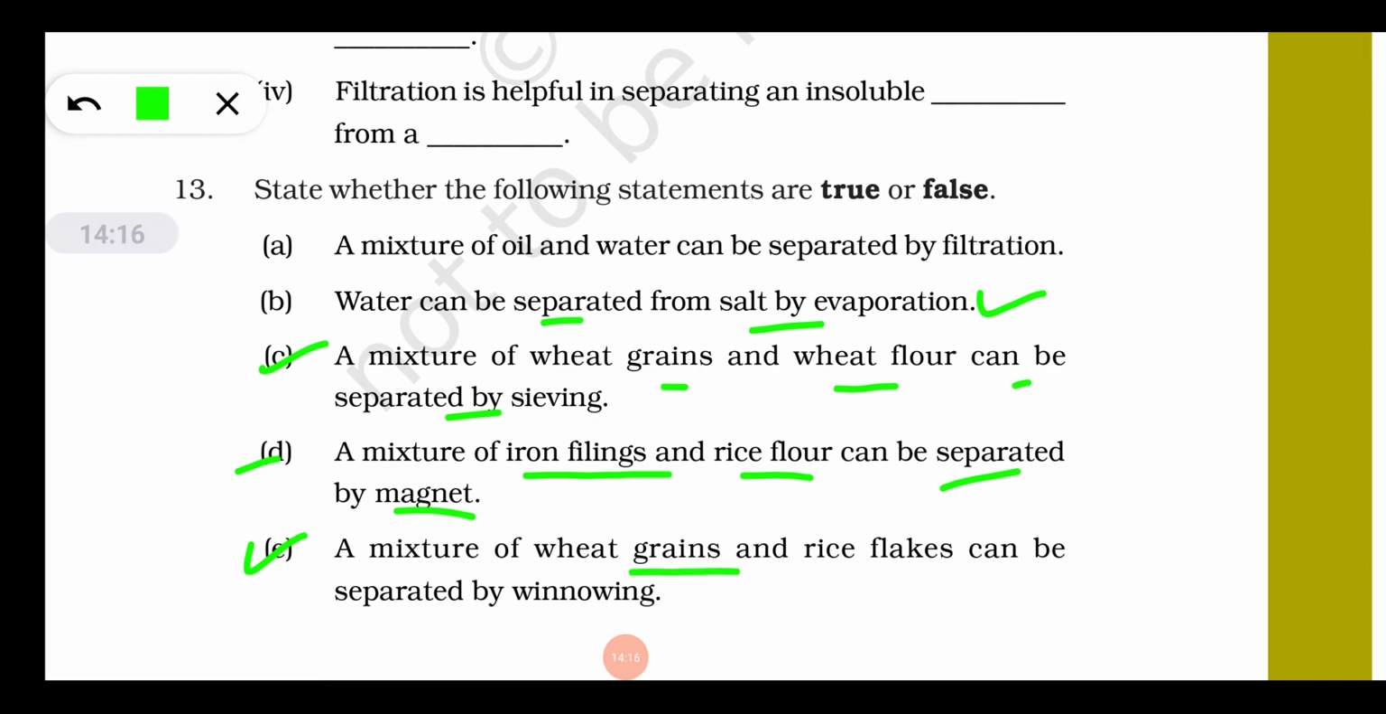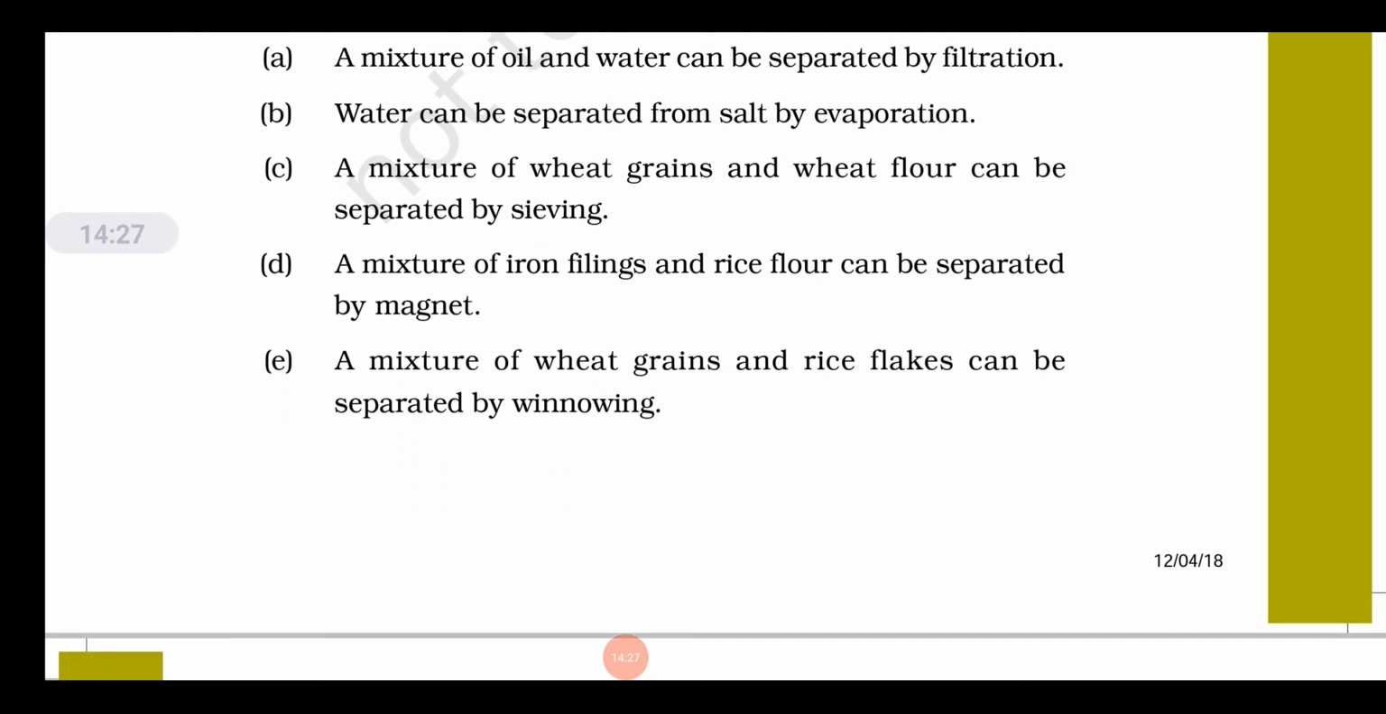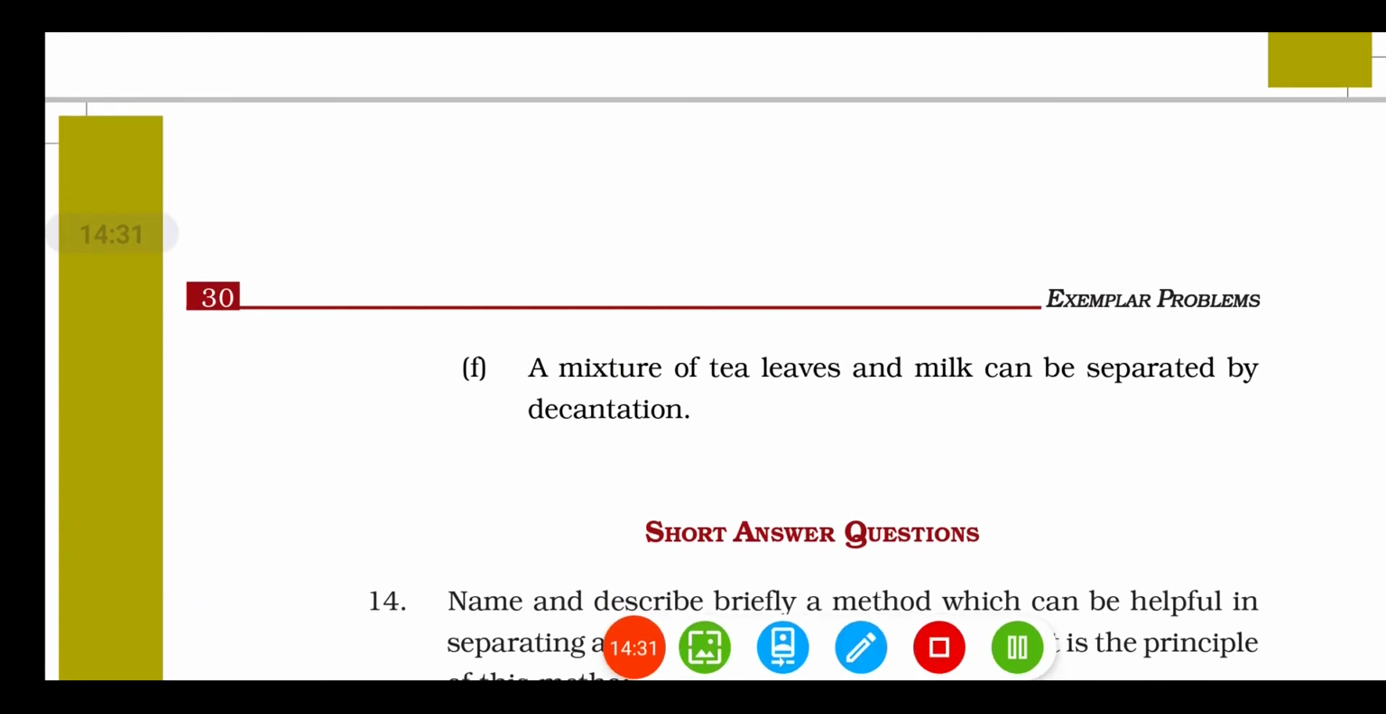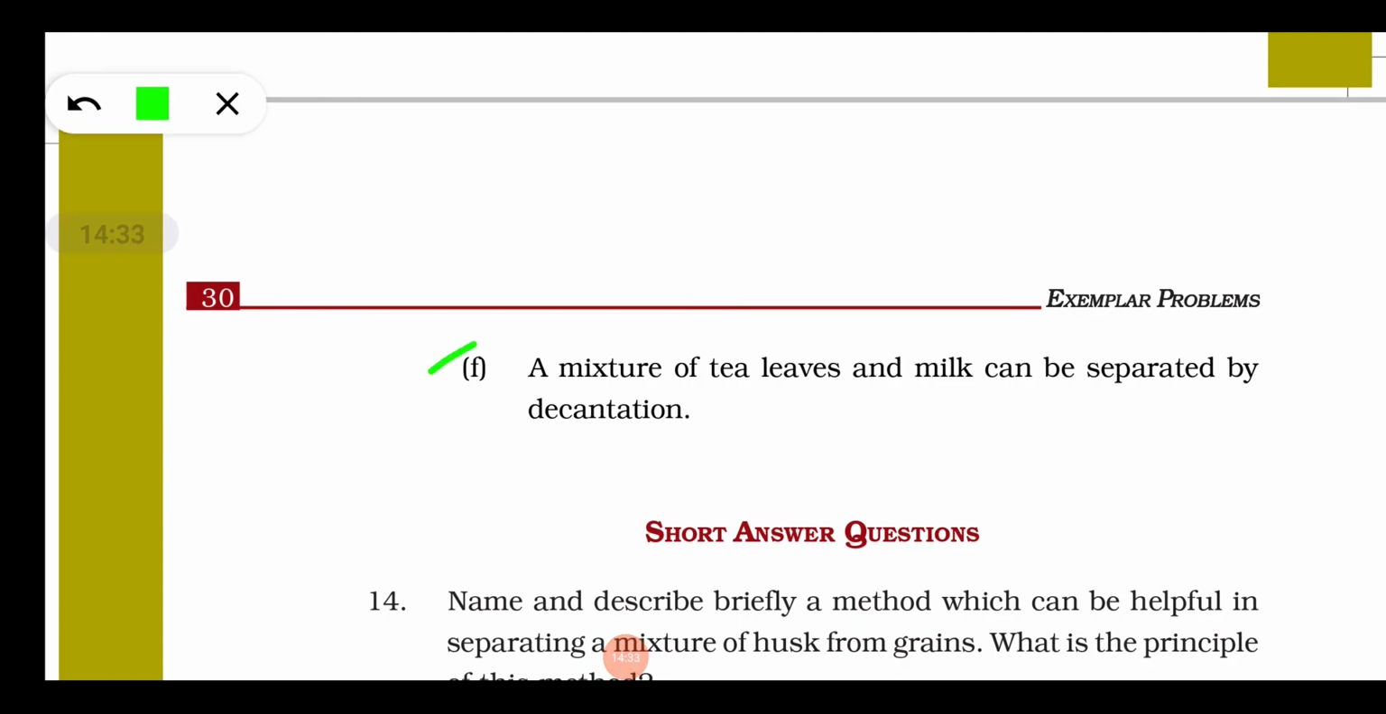Mixture of wheat grain and rice flakes can be separated by winnowing. This is also true because rice flakes are lighter, wheat grains are heavier, and winnowing is used to separate lighter substance from heavy substance. Now, a mixture of tea leaves and milk can be separated by decantation. This is also correct. Now question number 14.